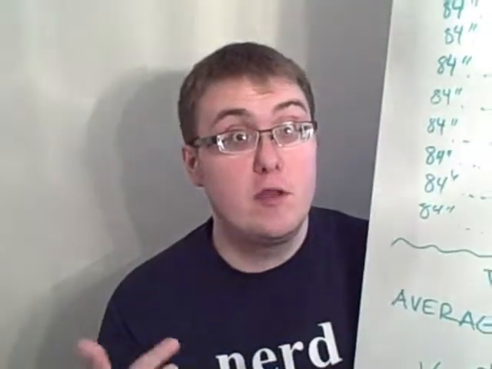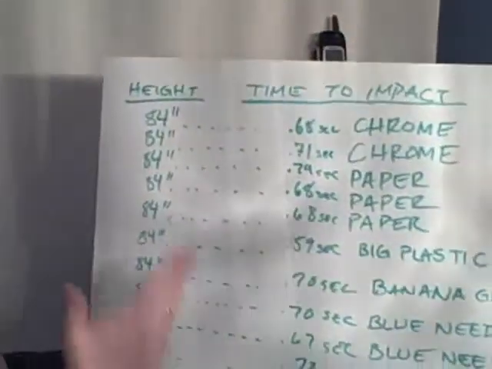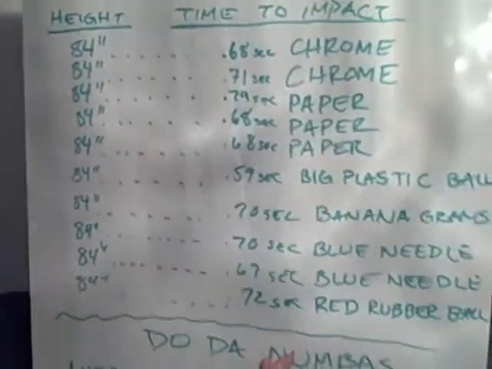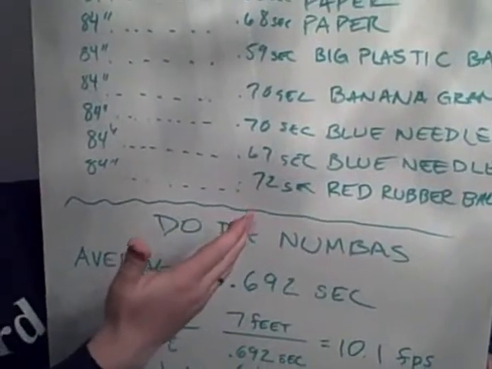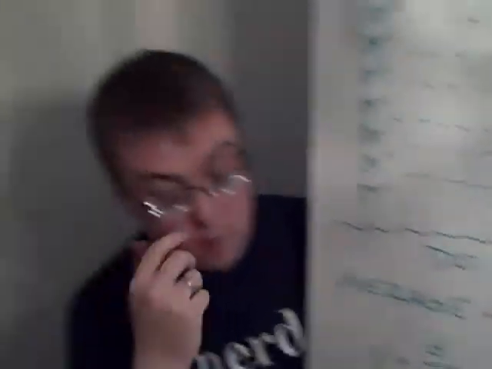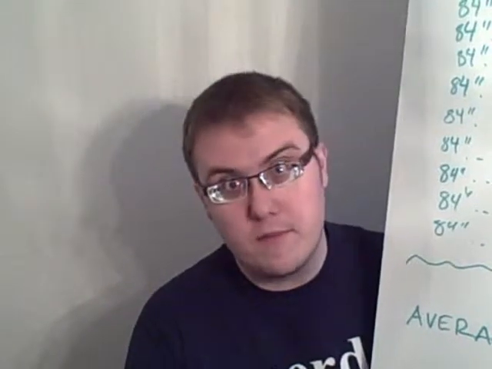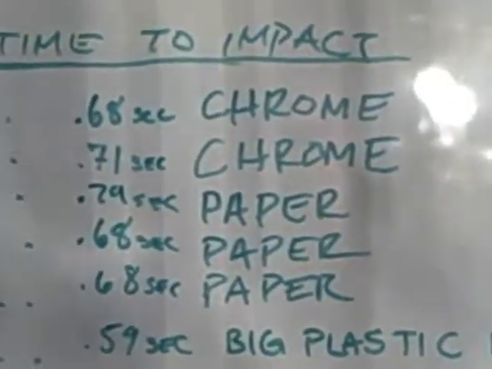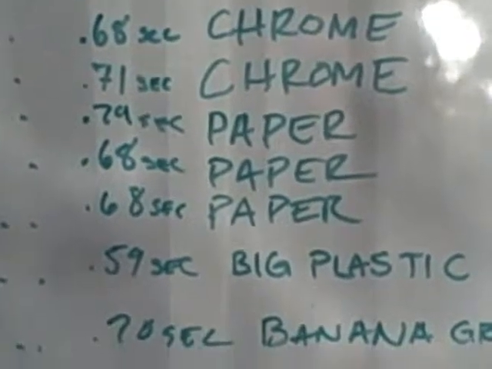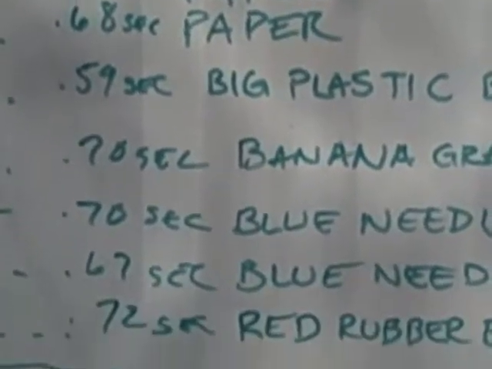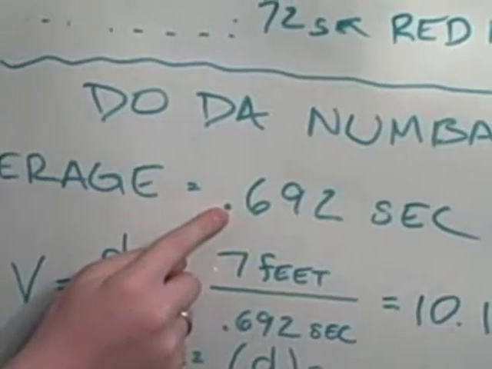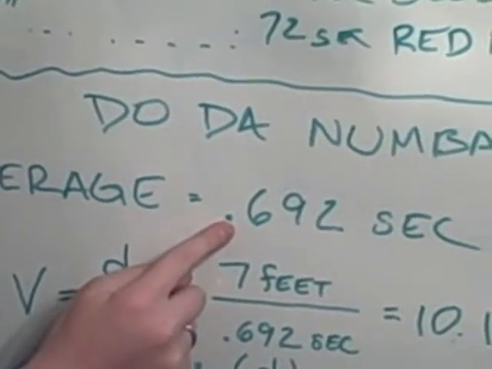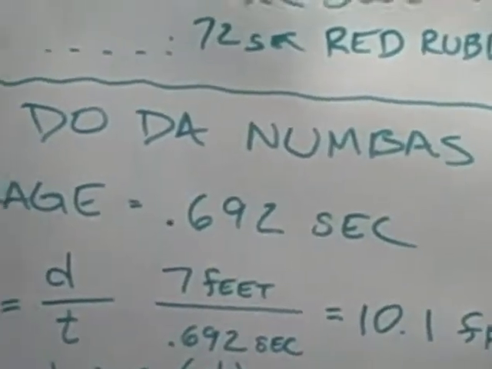Now it's time to do the numbers. Here we go. We've got a list of our different items and the record of how fast they fell. Since we showed from the film that they both hit at roughly the identical time, we decided to take an average for all of our objects used in our acceleration experiment. The average for all of our objects falling a distance of 7 feet was 0.692 seconds.